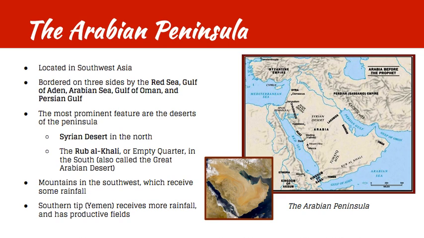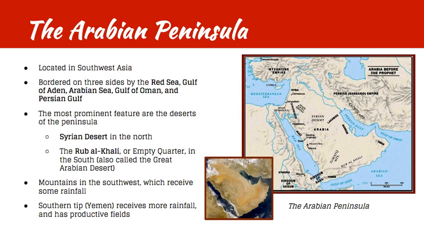The most prominent feature, though, of the Arabian Peninsula are its deserts. The Syrian desert in the north, as you can see in the map, and the empty quarter, or the Rub al-Khali, in the south. We also call this the Great Arabian Desert. Basically, it's just a huge desert that covers most of the southern part of the Arabian Peninsula.